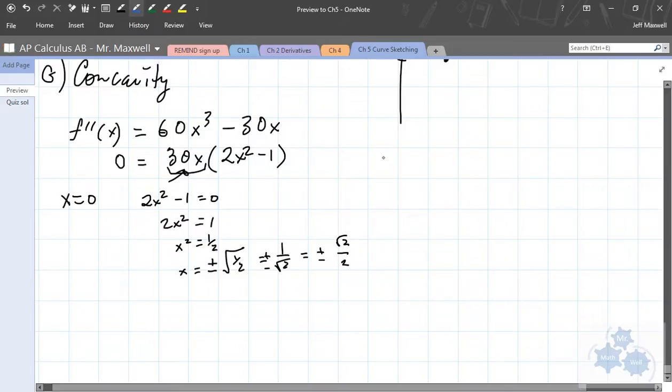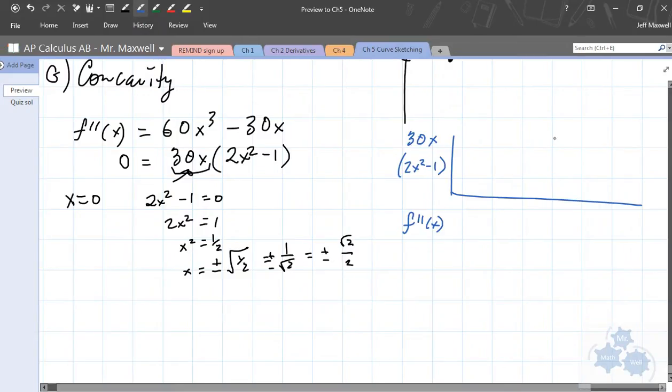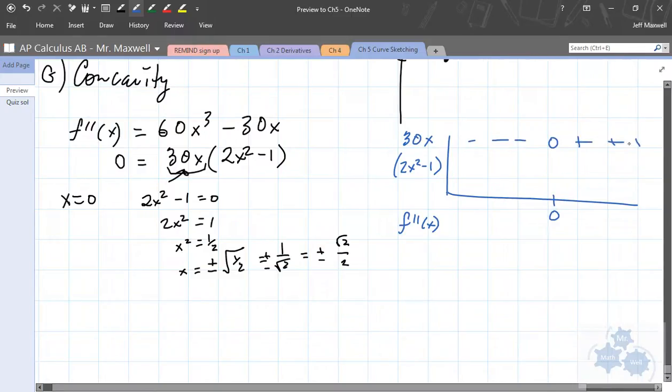And so the sign analysis is set up like this. So we have a 0 at 0. And this one here, of course, we have zeros at plus or minus root 1/2. So negative root 1/2 and positive root 1/2. We have zeros here, don't we? Now, what happens to the signs in between here?